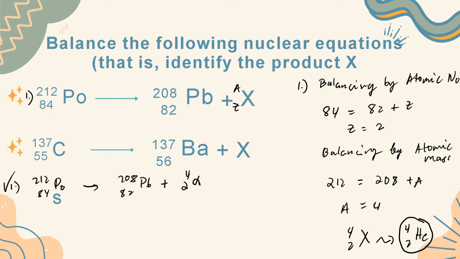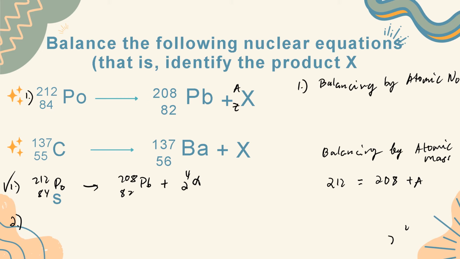Okay? So, let's have another example, number 2. Same na step, we need to balance the atomic number. We also need to balance the atomic mass.